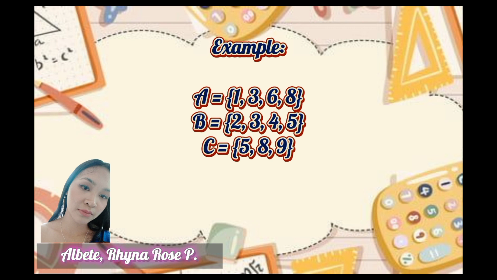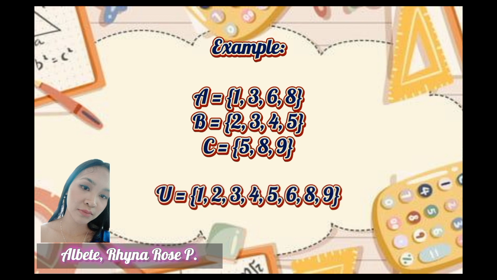By that definition, we know that the universal set includes all the elements of the given sets. Therefore, the universal set for sets A, B, and C will be U = {1, 2, 3, 4, 5, 6, 7, 8, 9}. From the above example, we can say that the elements of sets A, B, and C are all available in the universal set U.